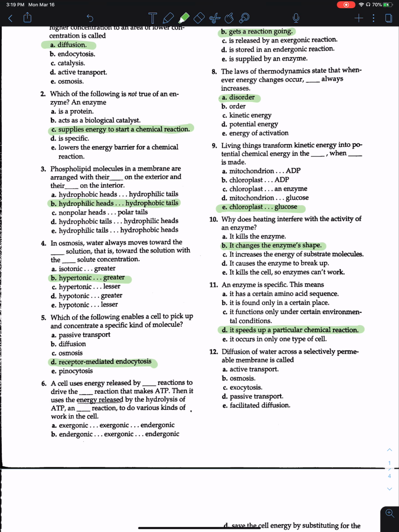And then the last one on this page, number 12, diffusion of water across a selectively permeable membrane is called, you shouldn't get this one wrong, this is B, osmosis. Okay, diffusion of water is osmosis. No mention of energy is made here, so active transport would be wrong. Something leaving a cell would be exocytosis. Passive transport, not necessarily an incorrect answer here, but it's not the most correct answer you could have. Facilitated diffusion, also not correct here.